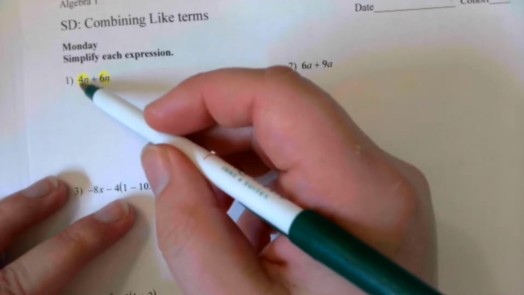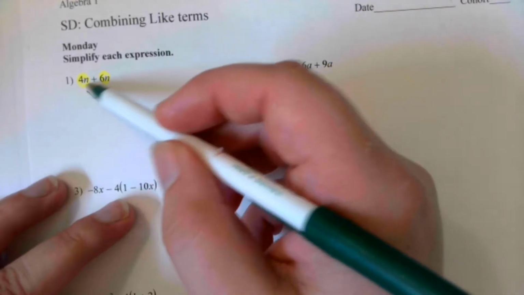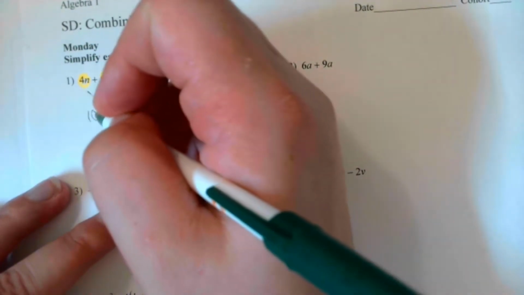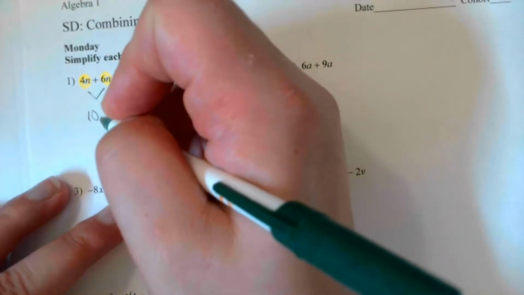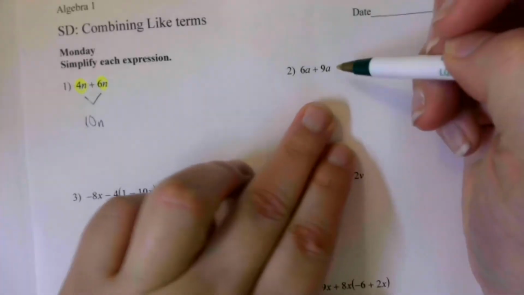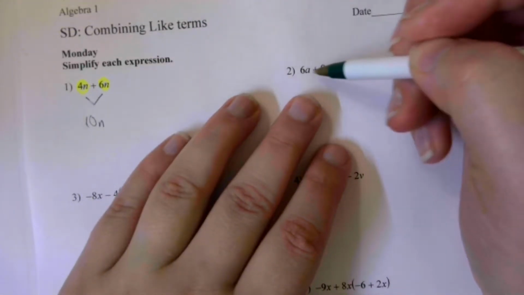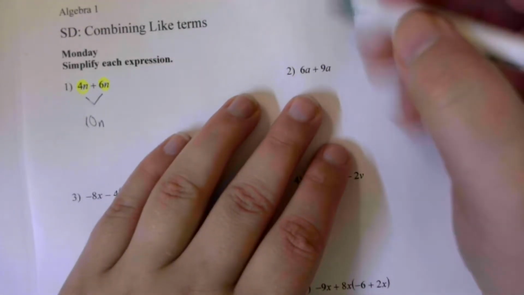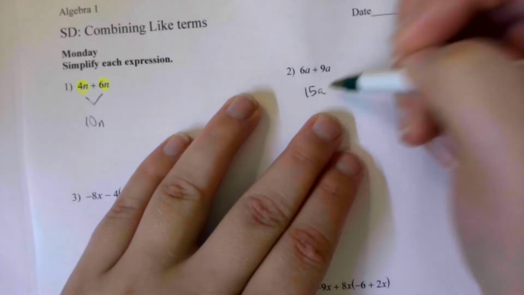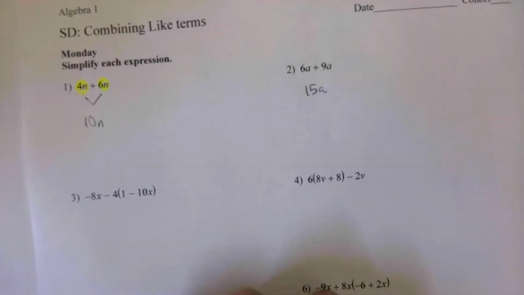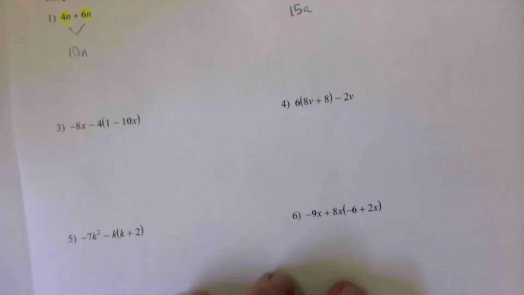When it's like terms, you just pay attention to the coefficients. So 4 plus 6, 10. 10 what? I have 10 n's, and that's it. Okay, for this one, again, they're like terms. 6 and 9, that's 15. Pretty simple.